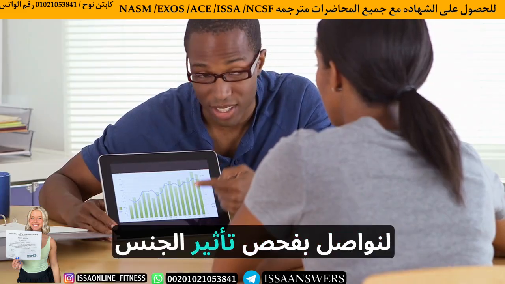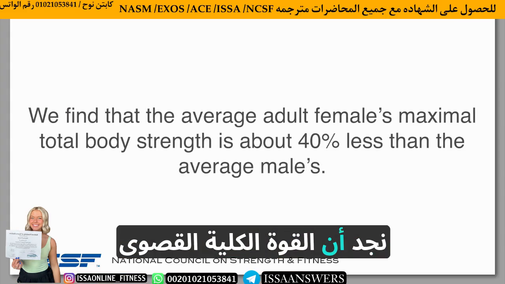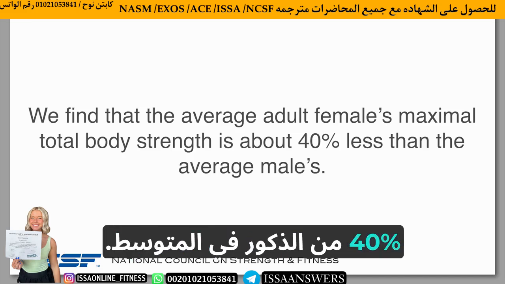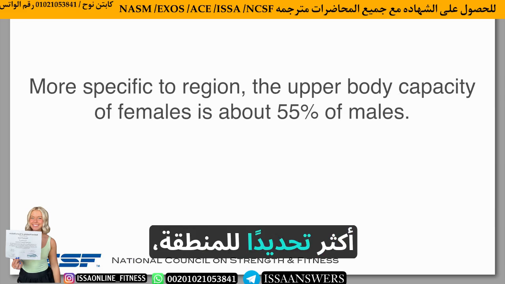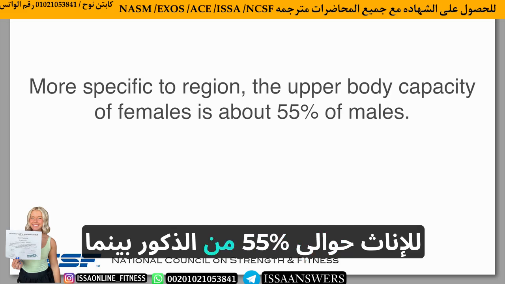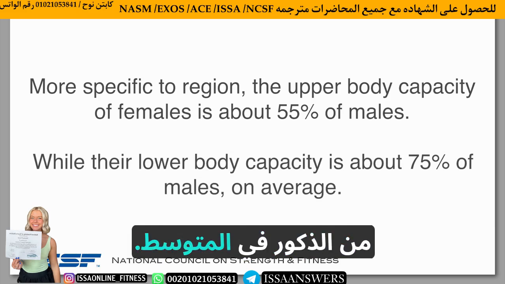Let's continue by examining the impact of gender or sex on training. We find that the average adult female's maximal total body strength is about 40% less than the average male's. More specific to region, the upper body capacity of females is about 55% of males, while their lower body capacity is about 75% of males, on average.